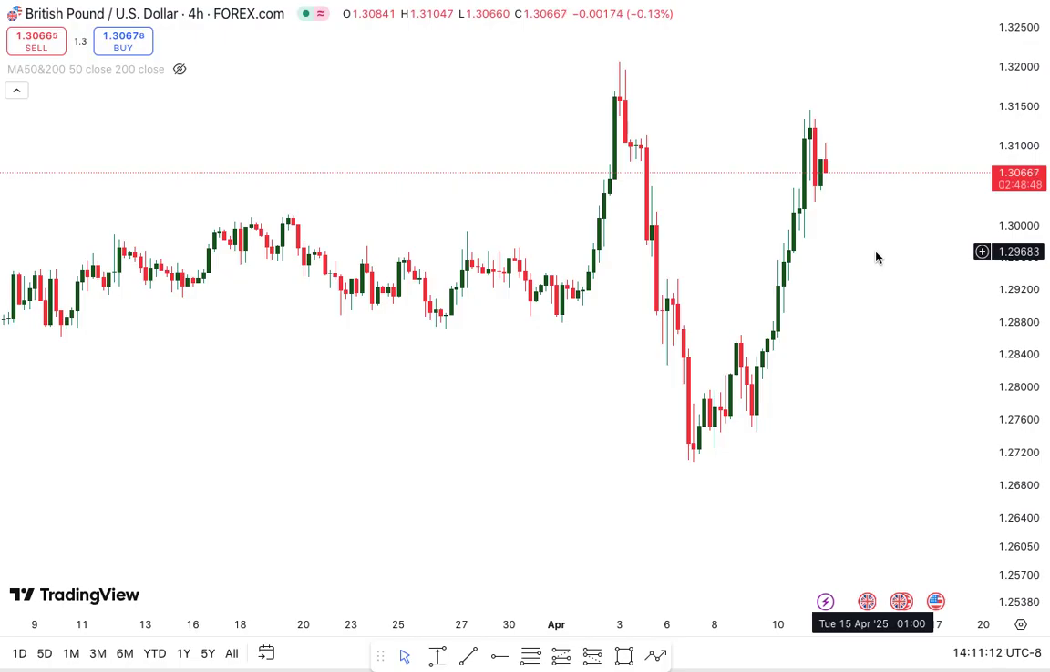So if you're a swing trader, your lower time frame starts from the daily time frame and then the 4 hour time frame, right? If you're a swing trader, your lower time frame starts from the daily time frame and ends on the 4 hour time frame. That is for a swing trader.